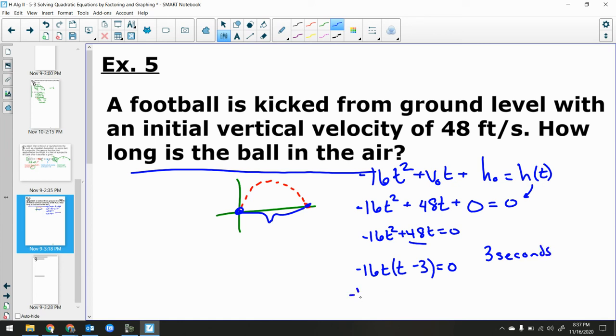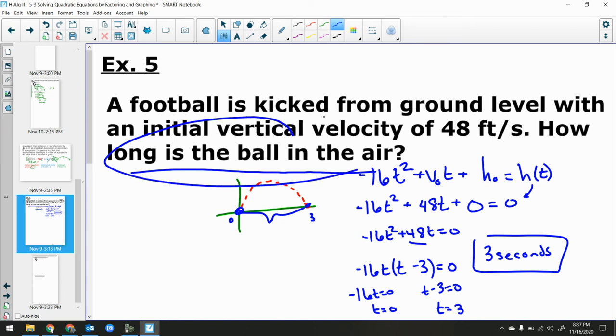I kind of skipped past it, but we have negative 16t is equal to 0, and t minus 3 equals 0. So divide by negative 16, t equals 0. Add the 3, seconds. So it's at 0 height at 0 seconds, and then at 3 seconds. So how long is the ball in the air? 3 seconds.